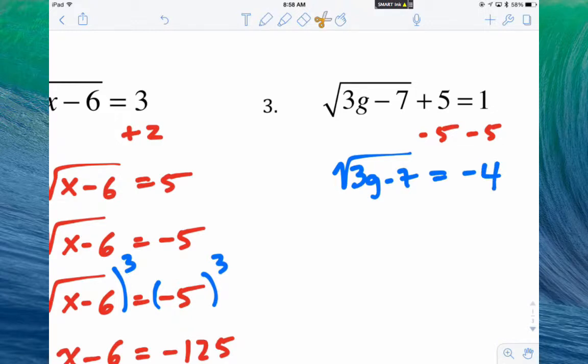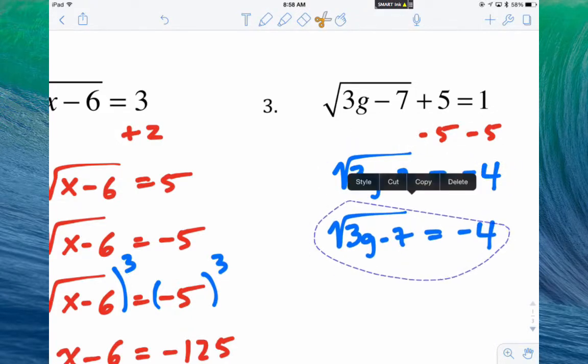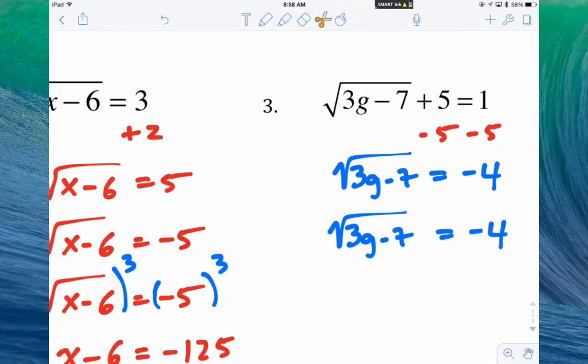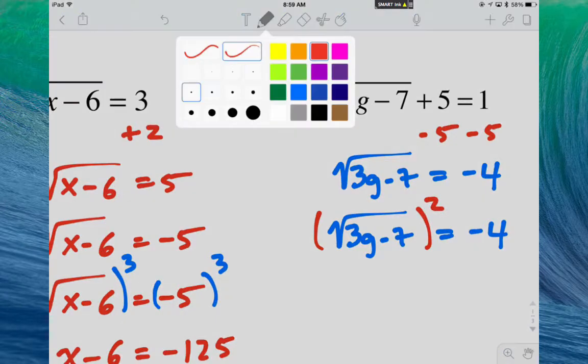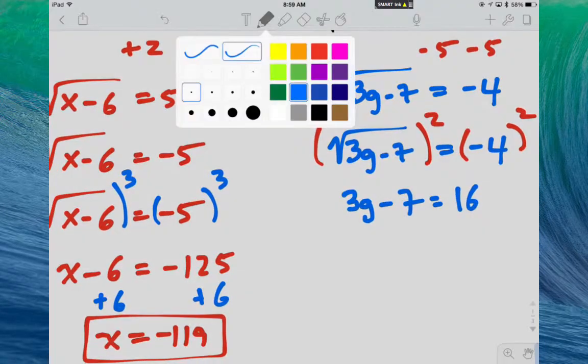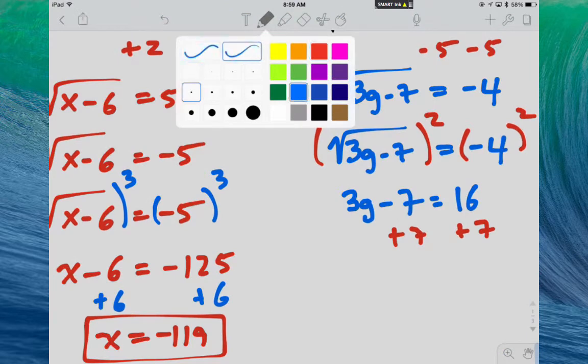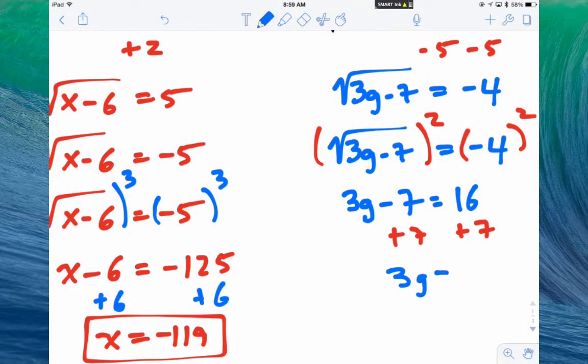But I don't want to know what the principal square root of 3g minus 7 is. I want to know what 3g minus 7 is. So I am going to raise the left-hand side of this equation to the second power to get, well, 3g minus 7. Awesome. 3g minus 7 is equal to, and of course what I do to one side of the equation, we must do to the other, 16. And from here it should be smooth sailing, right? We're going to add 7 to both sides. And we end up with 3g equals 23.